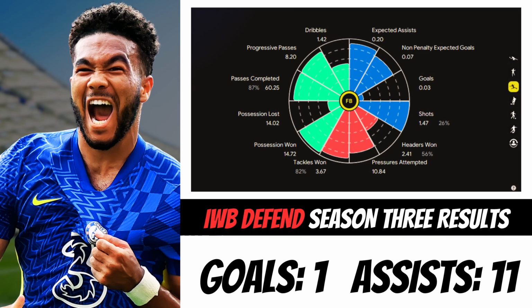Now, with test 3, 1 goal and 11 assists. Once again, double-digit assists from a role that you wouldn't really think you're going to get those double-digit assist numbers from. The progressive passes and passes completed percentage still very high up there. I mean, completing a little over 60 passes a game is absolutely fantastic at an 87% completion rate. The expected assists still up there in the elite category, and the possession lost, once again, for the 3rd time running, lower than possession won, and tackles won percentage-wise at 82% this time. So this role's absolutely fantastic defensively.